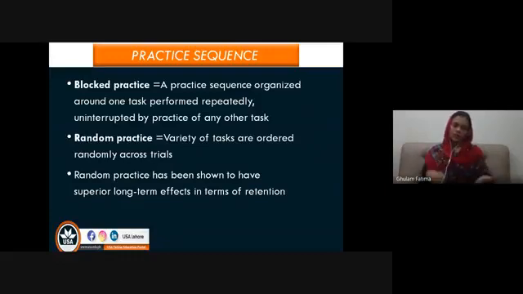And opposite to this, there is a practice called random practice, where a variety of tasks are ordered randomly across trials. Like you are doing some sets of sit to stand, and then you are doing leg raises, then you are doing bridging. It has been shown that although a specific task is learned quickly as a result of blocked practice, in terms of long-term retention and long-term learning, random practice is more effective.